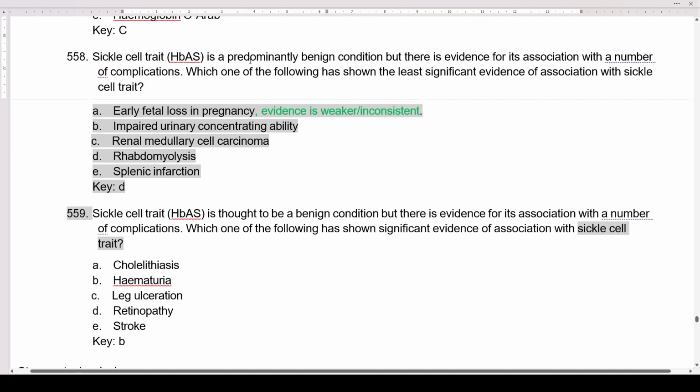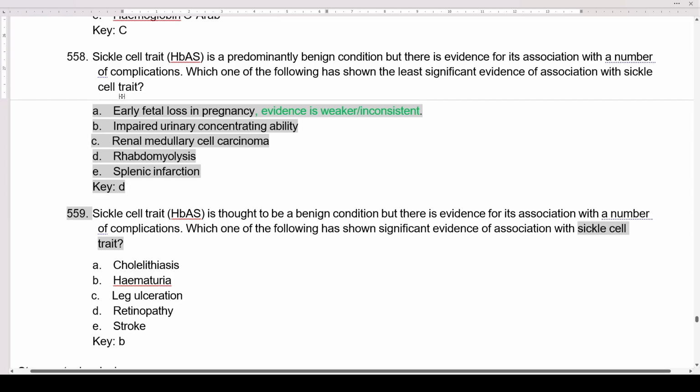Next, sickle cell trait is a predominantly benign condition, but there is evidence for its association with a number of complications. Which one of the following has shown the least significant evidence of association with sickle cell trait? Sickle cell trait is quite a benign condition and usually has no symptoms. Some renal pathologies are associated with it. These patients have impaired urinary concentrating ability. They are prone to renal medullary carcinoma, rhabdomyolysis, and splenic infarction.